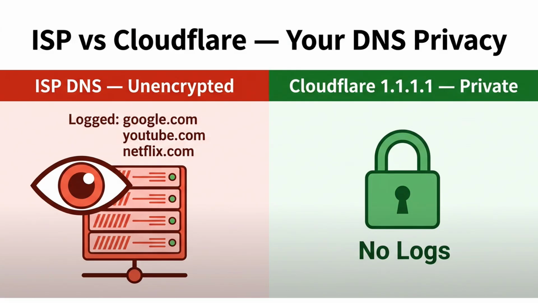Here's something a lot of people don't realize. When you use your ISP's DNS resolver, your ISP can see every single website you look up, even if the website uses HTTPS. Why? Because DNS queries are traditionally sent in plain text, unencrypted, so your ISP essentially has a log of your entire browsing history. This is one big reason people switch to Cloudflare's 1.1.1.1, which promises not to log your queries and supports encrypted DNS.